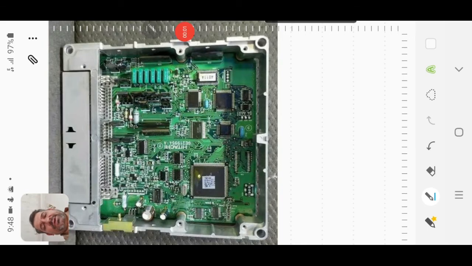Hello everyone. In this video I will tell you how the engine ECU IC works. This is an Infiniti 2001 to 2003 ECU, same function as the Nissan Maxima. Most common failure parts I will explain today.